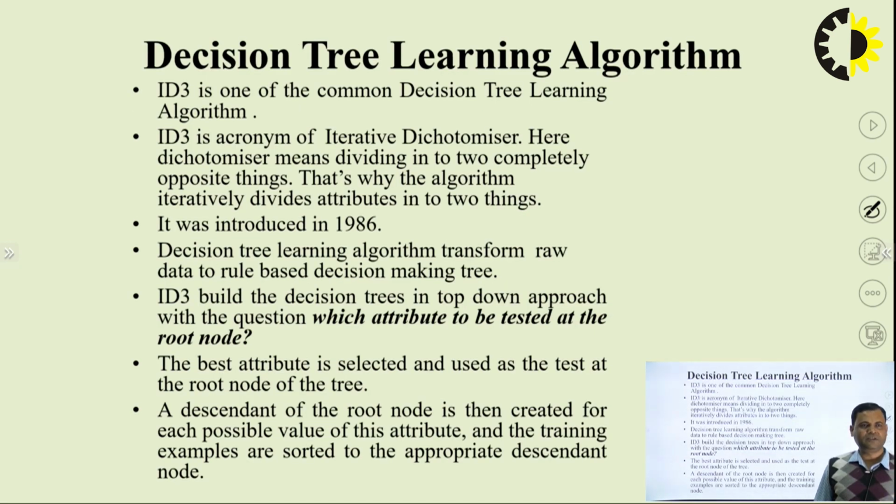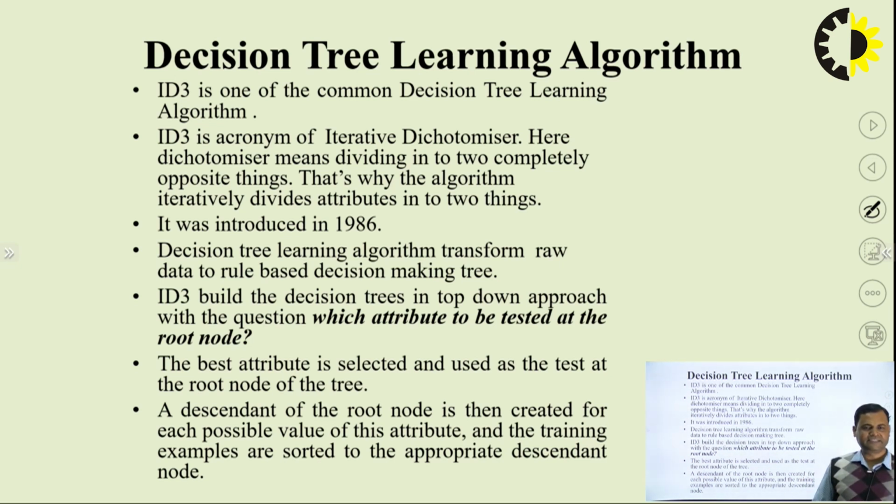So what is the decision tree learning algorithm? ID3 is one of the common decision tree learning algorithms, where ID3 is an acronym of Iterative Dichotomizer. Here iterative dichotomizer means dividing into two completely opposite things. Obviously, in decision tree learning, we split the data into two or more branches. So that's why the algorithm iteratively divides attributes into two things.